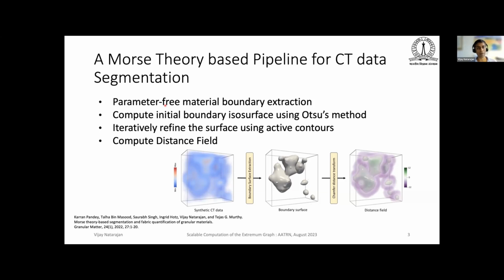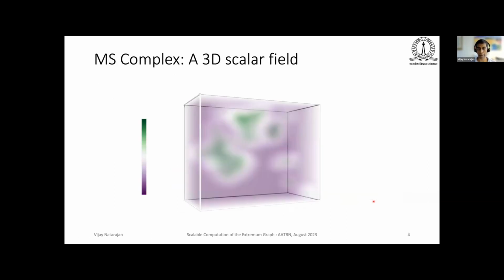using a method that's parameter free, essentially, which begins by computing an initial boundary surface using the popular Otsu's method, essentially a thresholding based approach, followed by an iterative refinement of the surface using a technique again from image processing called active contours. So this boundary surface is used to compute a distance field, which you see here on the figure. And the distance field is the input to our Morse theory based pipeline for segmentation.